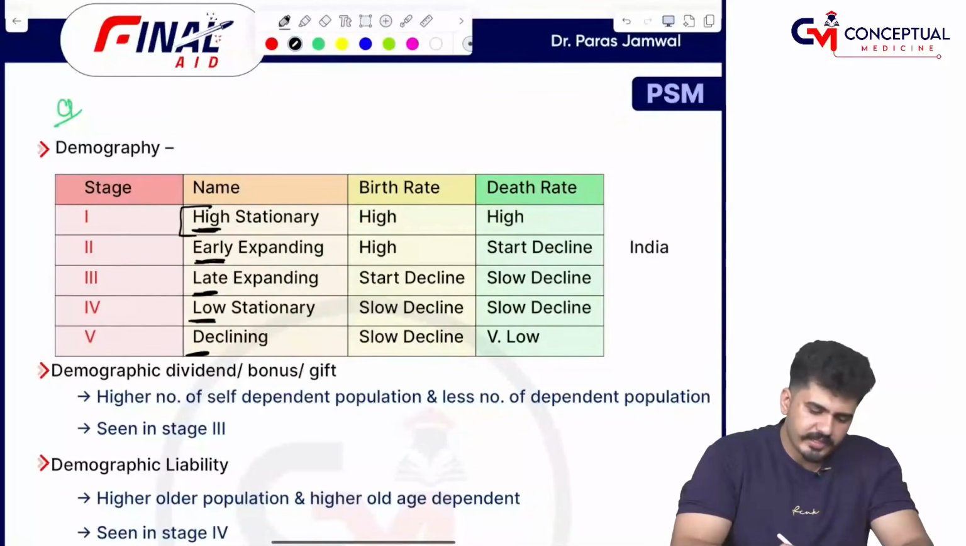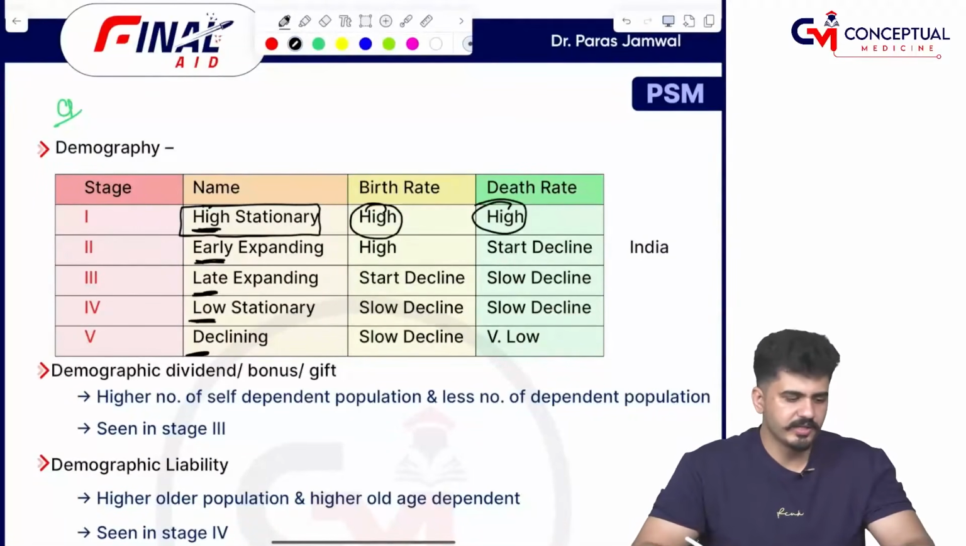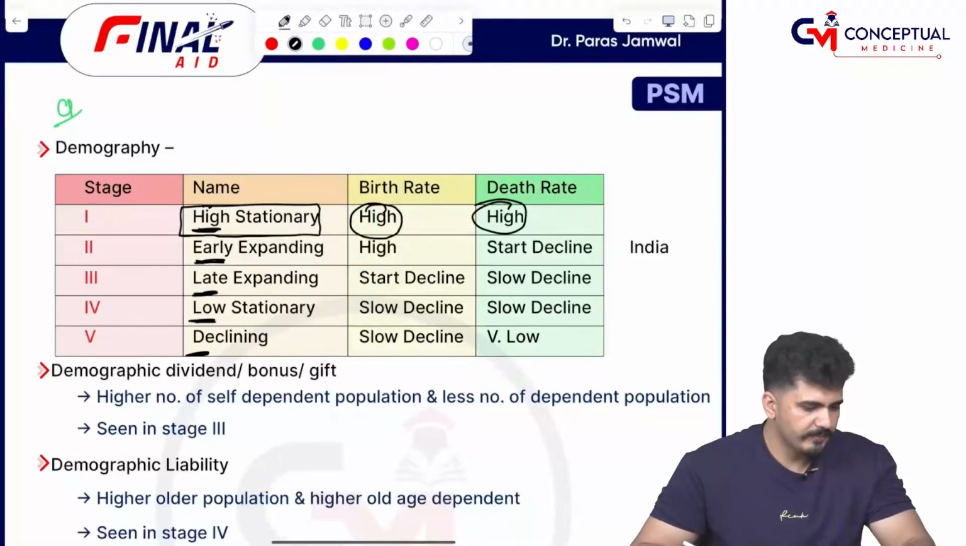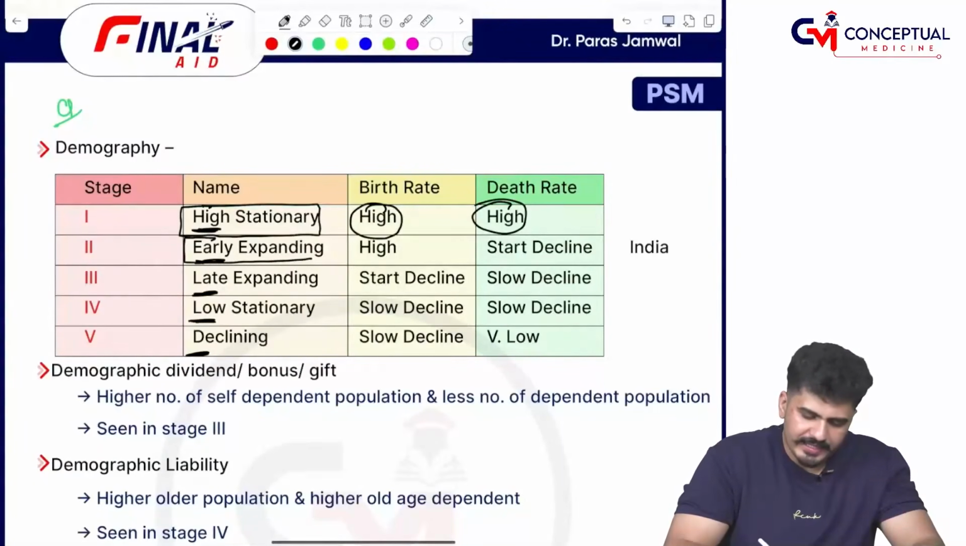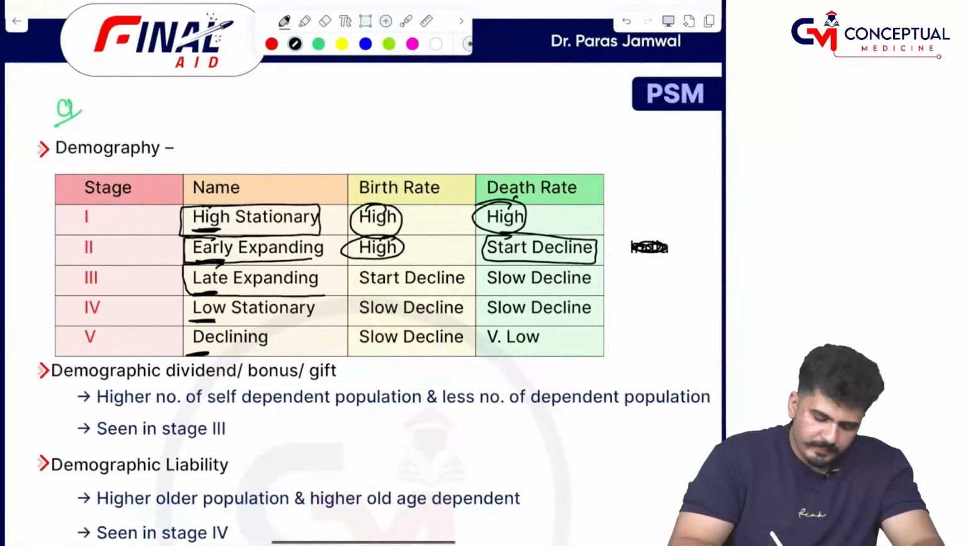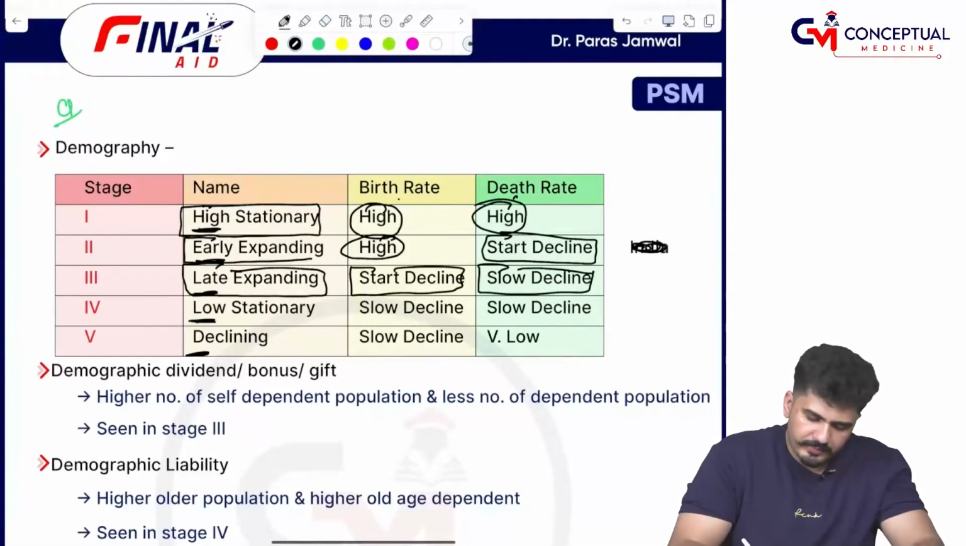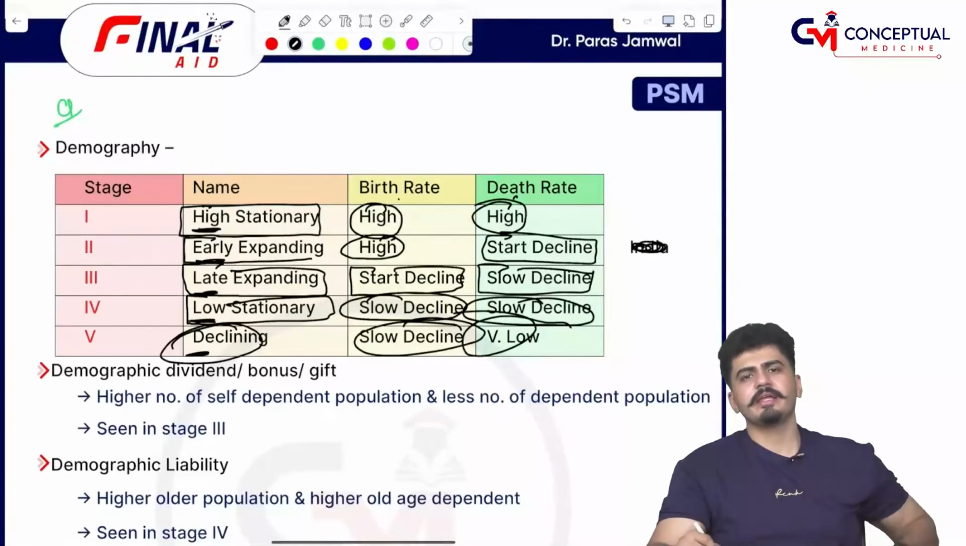So in high stationary, my dear friends, everything is high. Already explained. Now in early expanding, birth rate is high, but death rate starts to decline. In late expanding, the birth rate starts to decline and death rate is slow decline. In low stationary, everything is slow decline. In the declining phase, slow decline and very low decline.